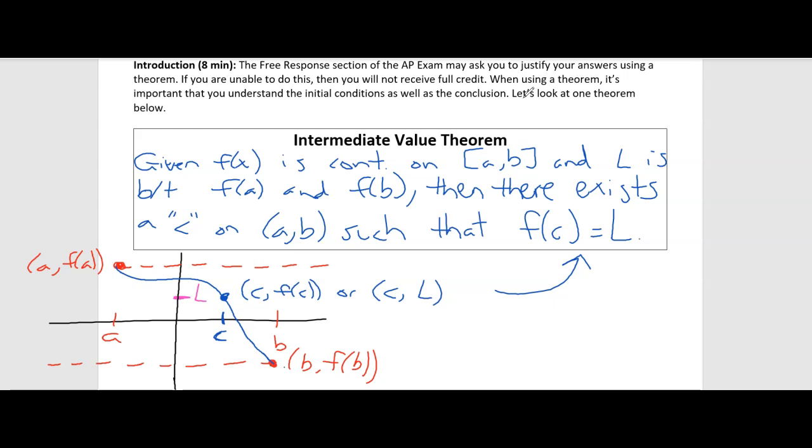So if we have a y value in between the two y values of the endpoints, then not only will the function hit that y value on the interval, but the x value for that point will be on the open interval. Okay? Let's go down and talk about what's important from this theorem, what we need to really focus on.